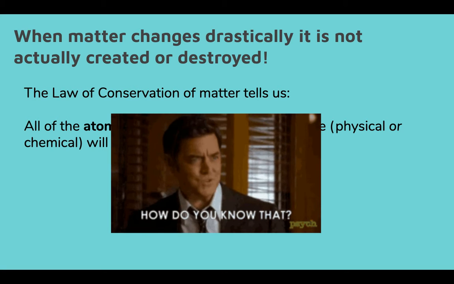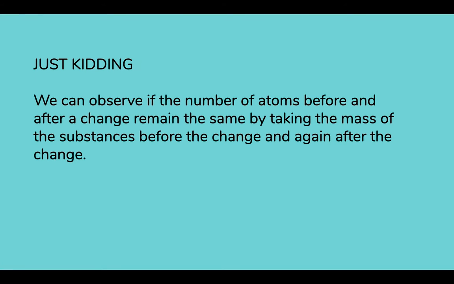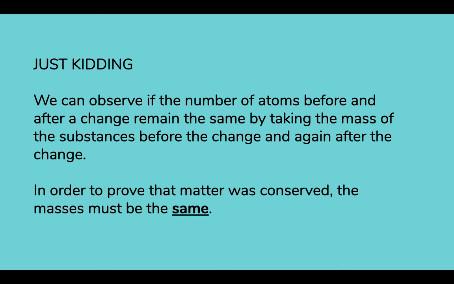So how do we know that it doesn't disappear? Aliens. Just kidding. We can observe if the number of atoms before and after a chemical change remain the same by taking the mass of the substances before the change and again after. This is because we can't actually go into each substance and count the atoms. It's impossible. Even if we had some sort of crazy microscope that could do that, there's way too many. So in order to do this more quickly, we take the mass. In order to prove that matter was conserved, essentially that matter was not created and that matter was not destroyed, the masses must be the same. They must be equal.